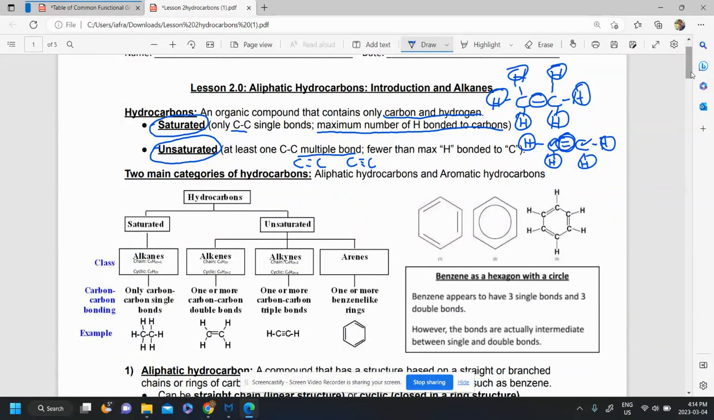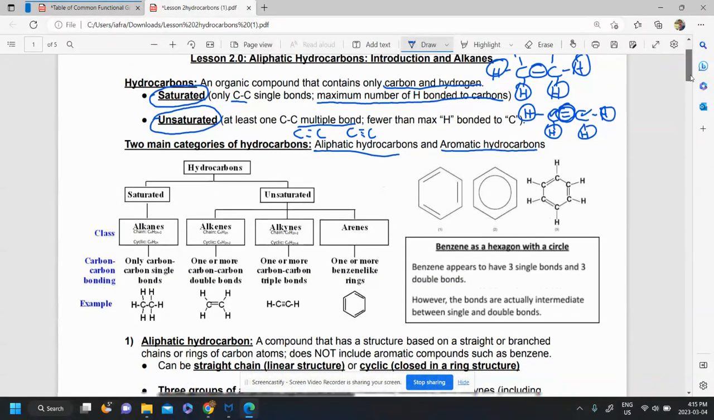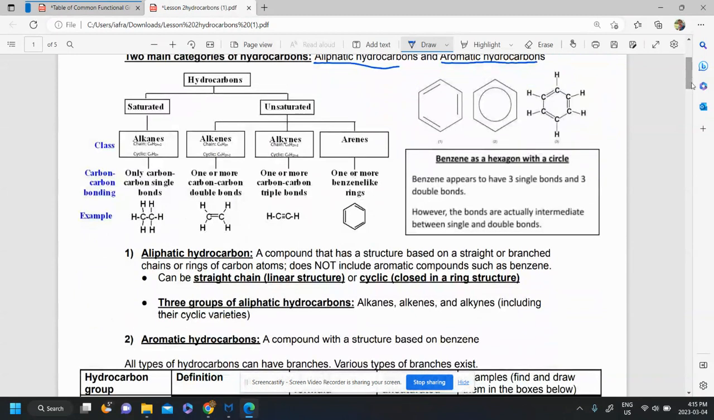So what are the main categories of hydrocarbons that exist? There are aliphatic hydrocarbons and aromatic hydrocarbons. Aliphatic hydrocarbons are hydrocarbons that are straight or branched chains or rings, and they don't contain benzene. We learned about benzene in the previous lesson. Benzene is this ring structure over here. If you're a hydrocarbon and you contain benzene, you would be classified as an aromatic hydrocarbon.